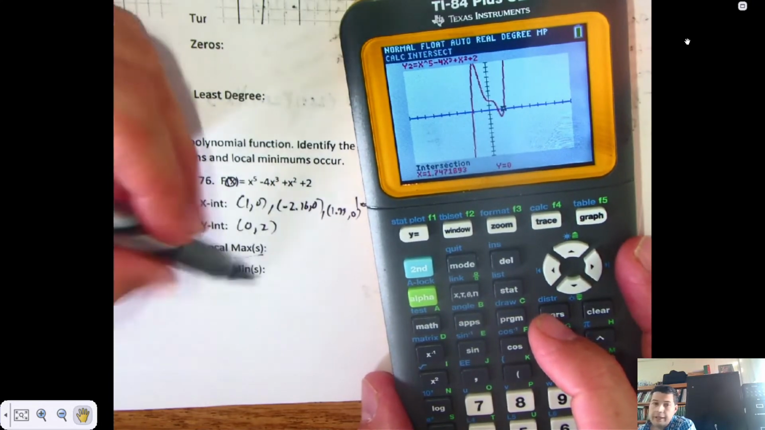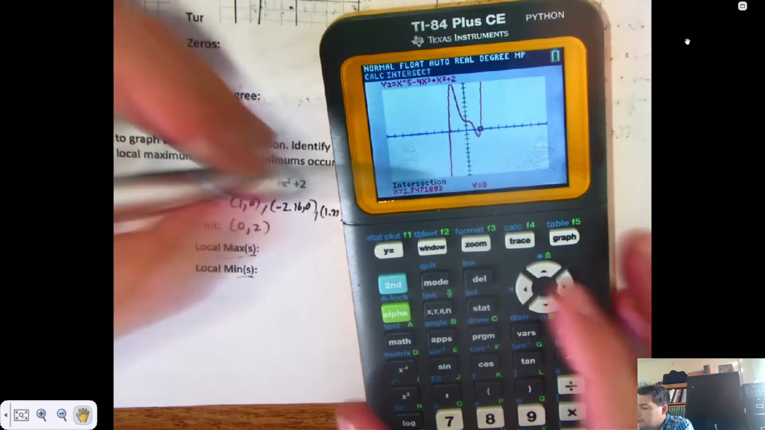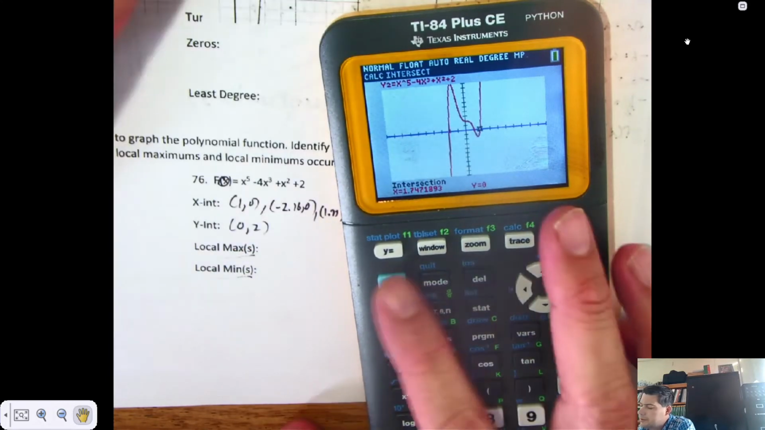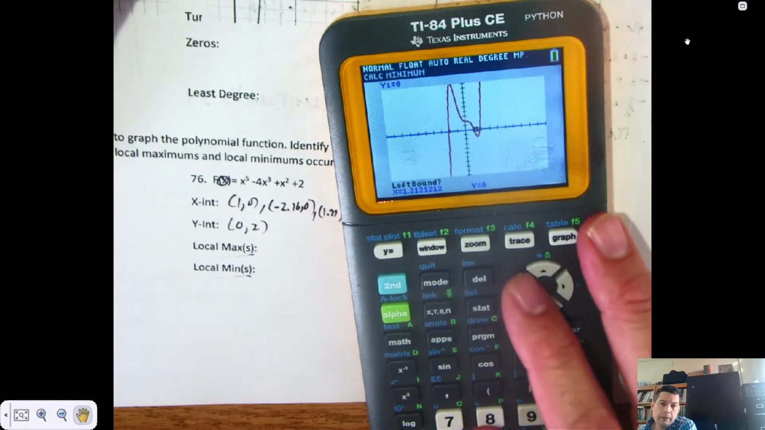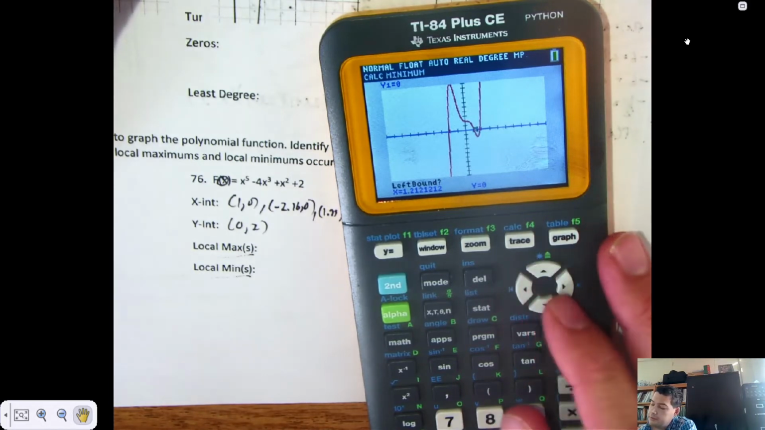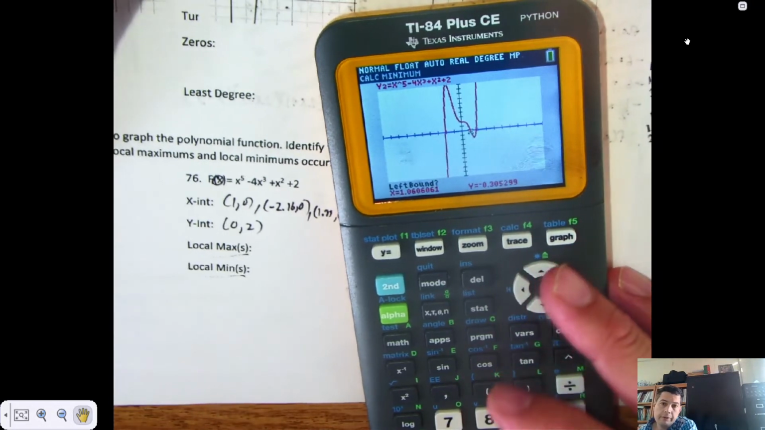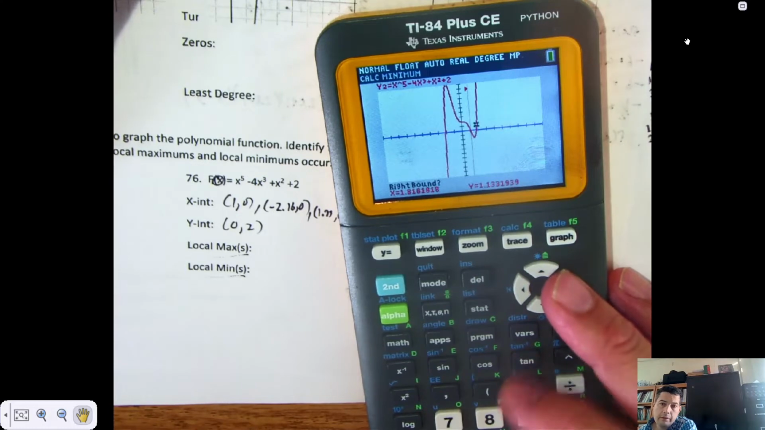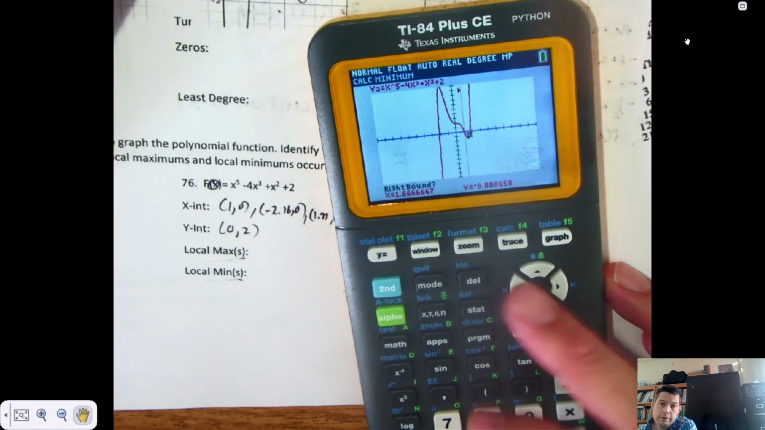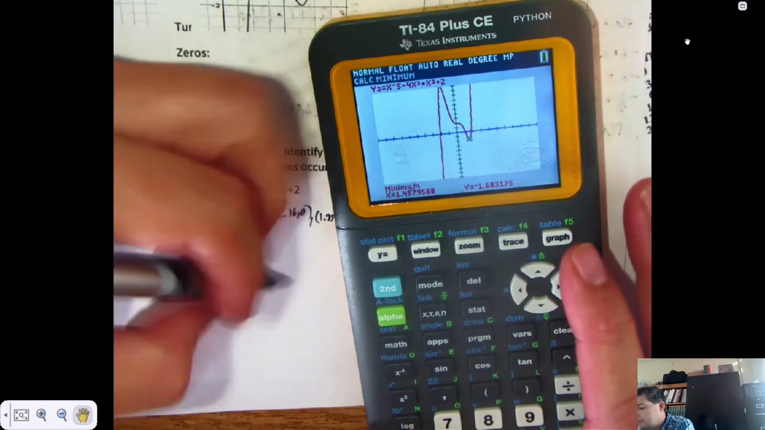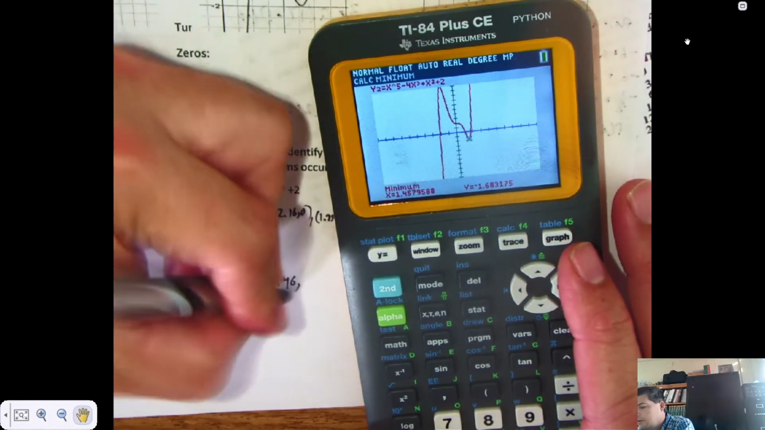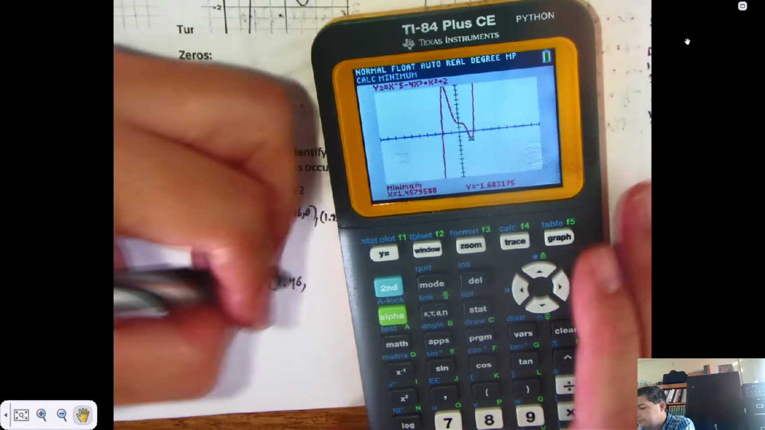All right, we got local max, local min. I'm gonna do the local min first. Second trace 3 for minimum. Got to be in Y2. Left boundary, enter. Right boundary, enter. Enter for a guess. 1.46 and a negative 1.68.